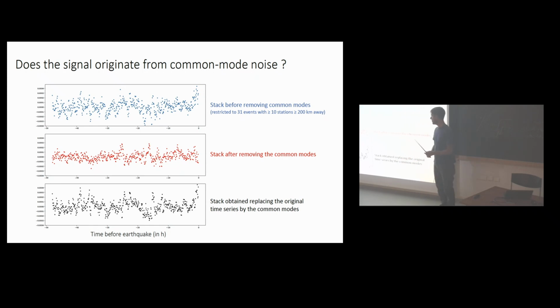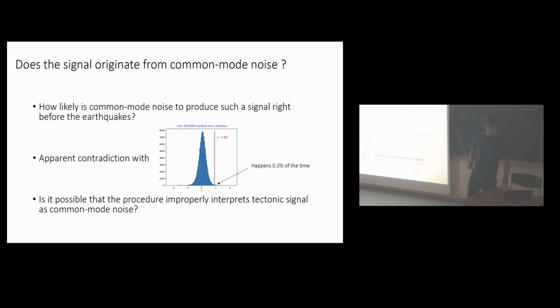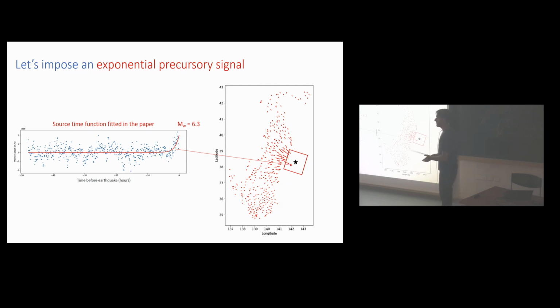But now the question is, what's the likelihood of getting something like this just before the earthquake, right? And actually, we had an estimation of that right before. It's 0.3% of the time. So there is an apparent contradiction here. One way to resolve that contradiction would be to follow that potentiality, which is that removing a common mode this way might actually remove a true tectonic signal. And that's something you can test just by doing a synthetic test.